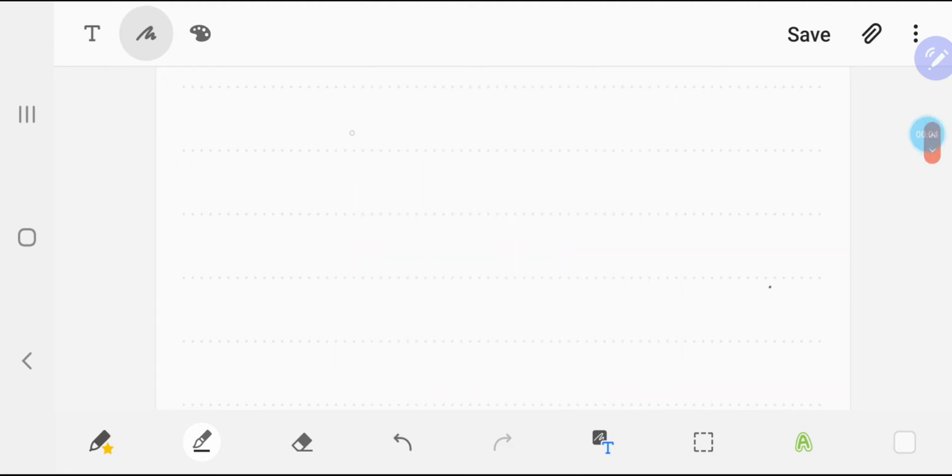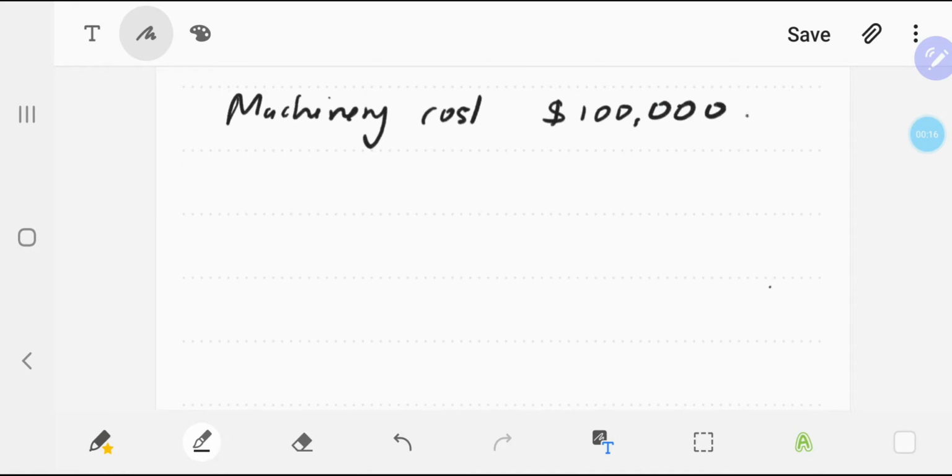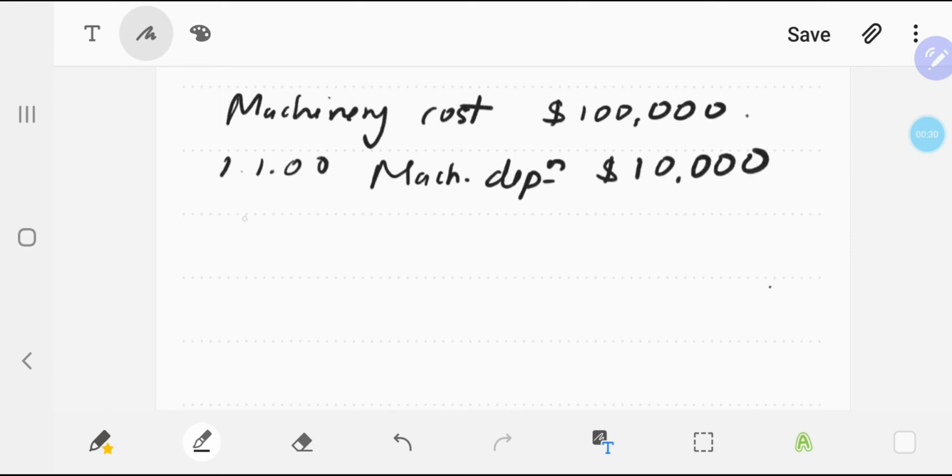Okay, let's assume that your machinery cost is 100,000, whereas your beginning of the year machinery depreciation is 10,000, and the business policy at the end of the year is to use reducing balance method of depreciation at 10%.